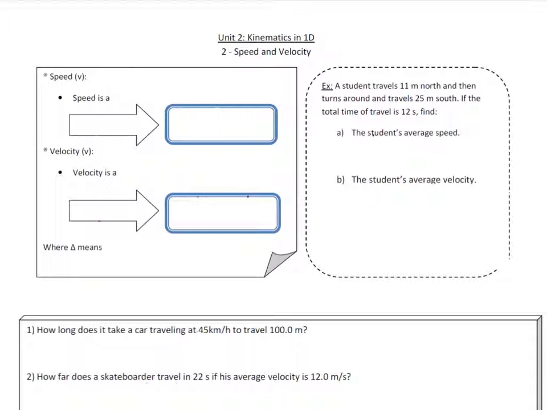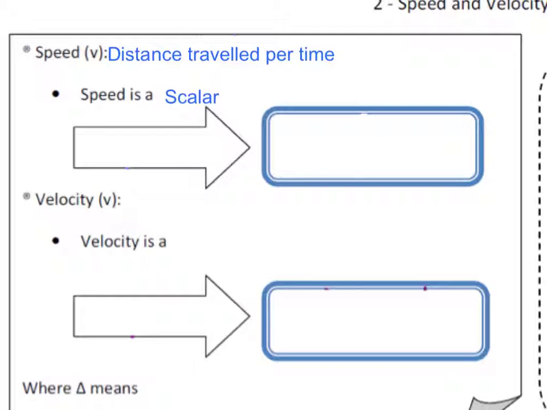Okay, today we're going to be talking about speed and velocity. What is speed? Speed is the distance traveled per time. Speed is scalar, that means it has only a magnitude, it doesn't have a direction. Alright, so the formula is average speed V equals d over t.